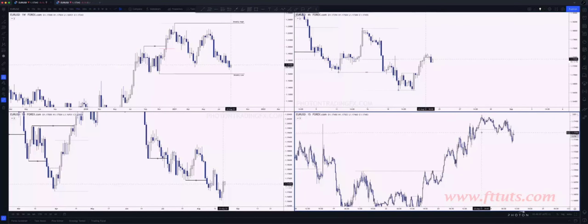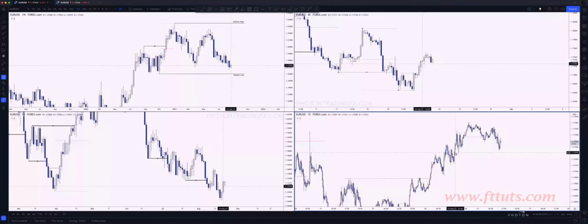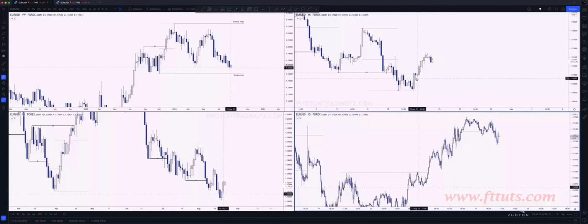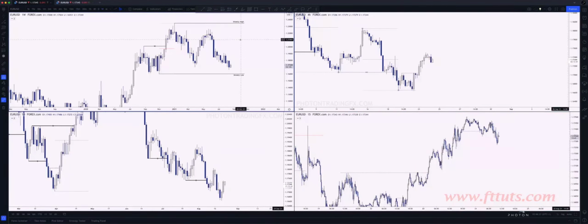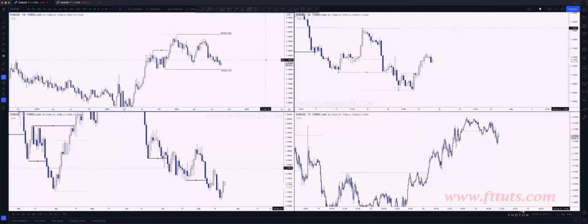Well, we get a 15-minute change of character, but ideally I want to see a 15-minute bearish trend change just to give me a little bit more confirmation, because that bearish trend change on the 15-minute will more likely be that 4-hour change of character. So then you're getting more and more confirmation, and so on. I'll leave that there before this video goes on any longer.